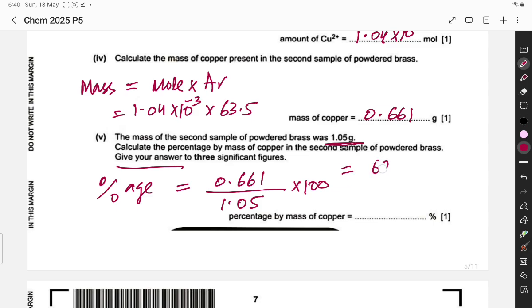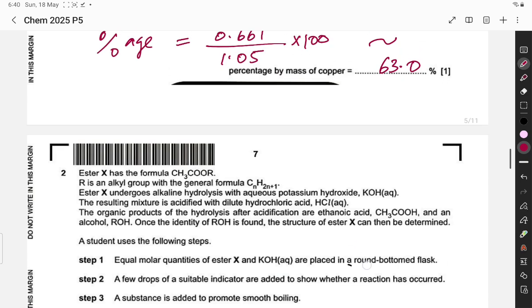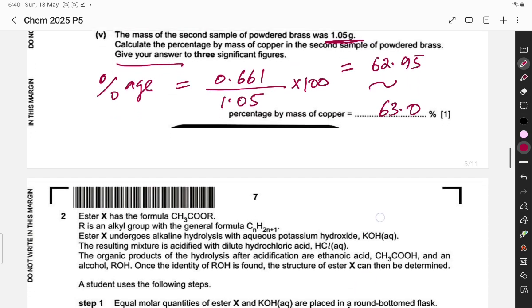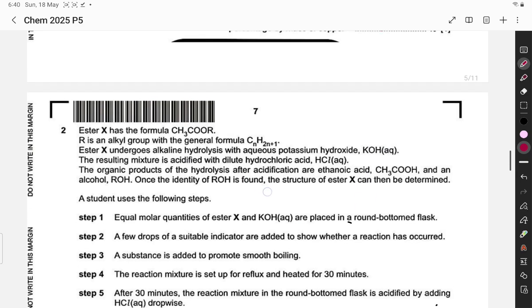This is 62.95 and this is 63.0. This is the percentage by mass of copper, which is 63.0.